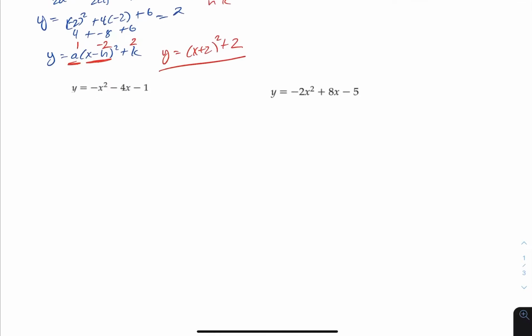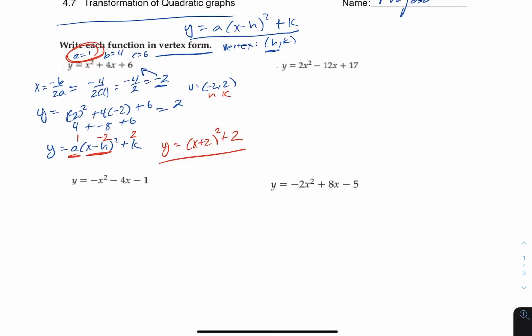Let's find the vertex first. We're going to do x equals negative b over 2a, so negative negative 12 over 2 times 2. So 12 over 4, which is 3. That's the x in the vertex. If I want to find the y, I just have to sub it in.